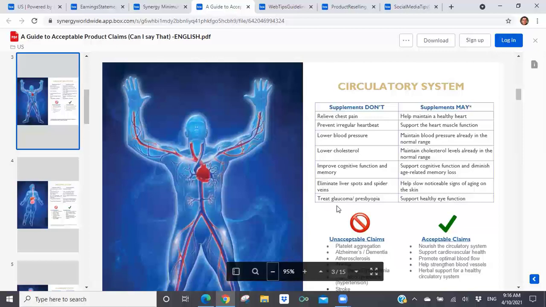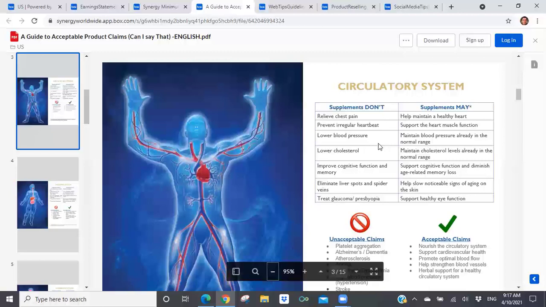And the nice thing about this document that they put together is it tells you the things that you can't say. Supplements don't, supplements may. So you need to focus on the right-hand side of this document and make sure that you're not saying the things on the left-hand side. So you can't say that it's going to lower cholesterol. You can't say that it's going to lower blood pressure. But what you can say is it can help maintain blood pressure already in a normal range.